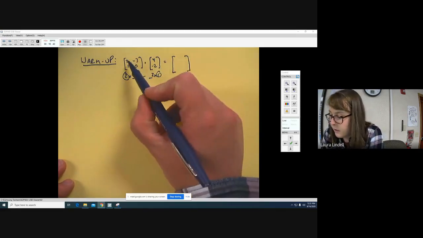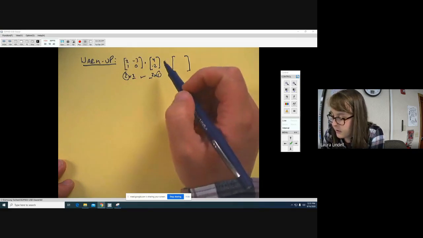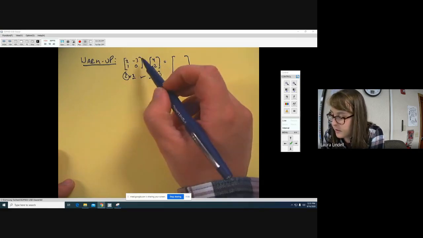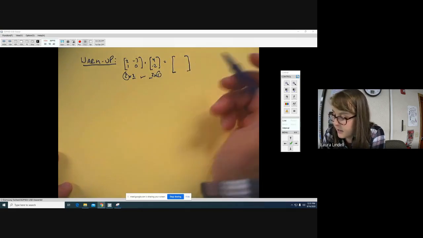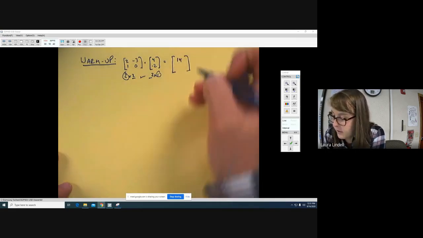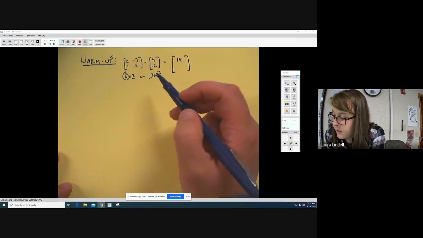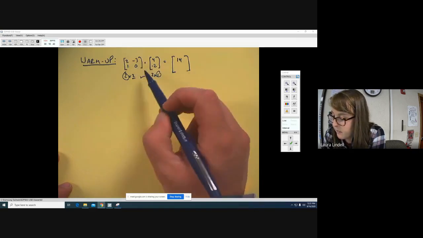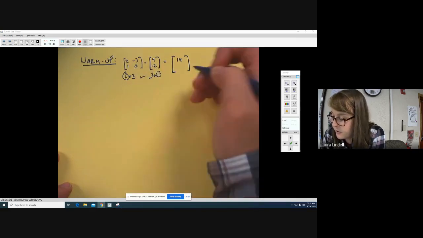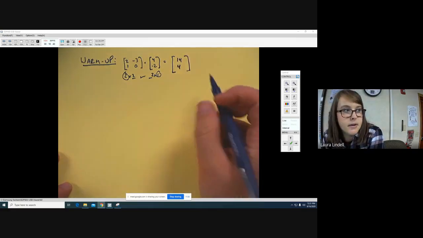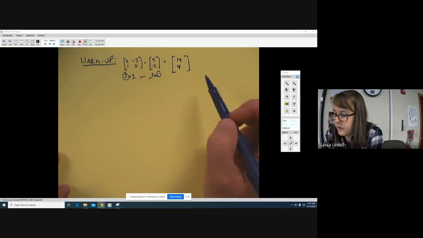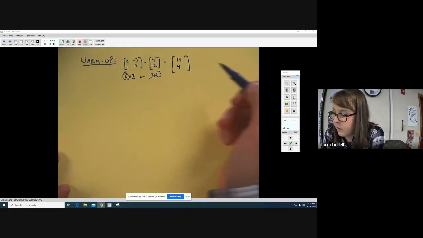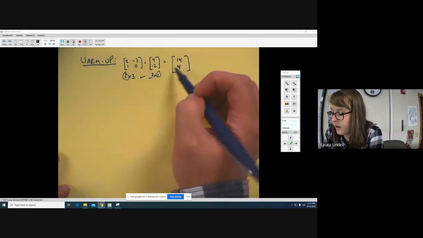Okay, so 2 times 4 gives us 8, plus -3 times -2, which is 6. So that gives us 14 for the top number. And then the bottom number will be 1 times 4 plus 0 times -2, which is just 4. So if you got the matrix 14, 4, you are correct. If you did not, hopefully you saw kind of what happened there, how we got 14 and how we got 4.